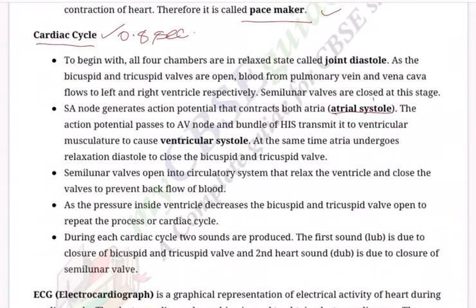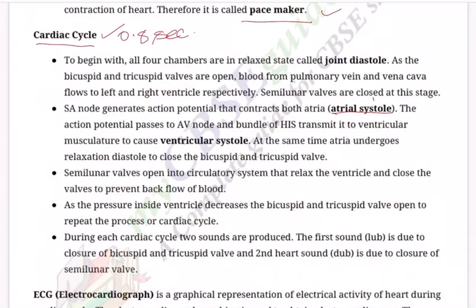First one, atrial systole. This is number one. The atria, meaning auricles, contract due to a wave of contraction stimulated by the SA node. Remember we said pacemaker? SA node. The blood is forced into the ventricles as the bicuspid and tricuspid valves open. So this is the first one, auricular systole or atrial systole.